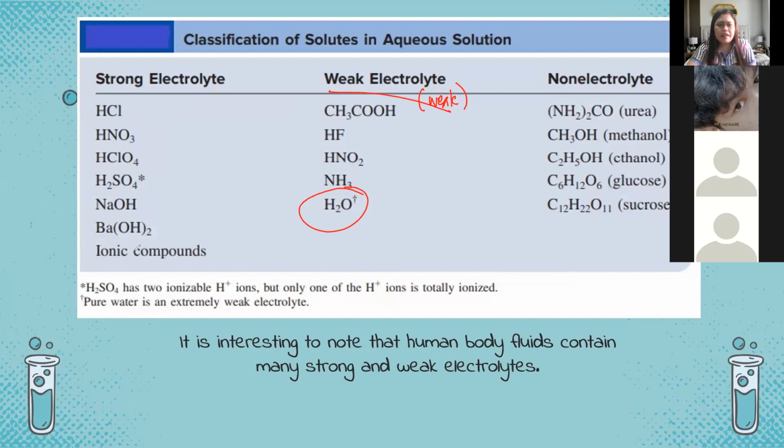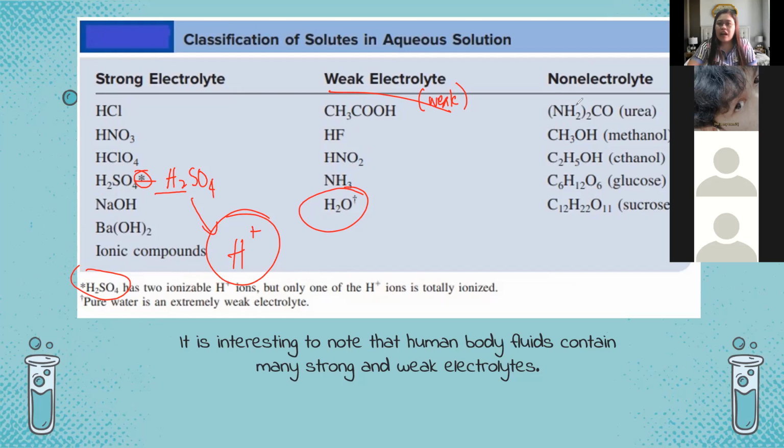Ayan. And then may nakalagay dito H2SO4. Bakit may asterisk yan siya dyan? Kasi si sulfuric acid, meron yan siyang dalawang hydrogen. Pero kapag nilagay mo siya sa water, isang hydrogen lang yung mag-a-ionize. Okay? So only one of the hydrogen ions is totally ionized. Kaya siya may ganyan. Pero definitely, it's still a strong electrolyte. Strong electrolyte pa rin si sulfuric acid.